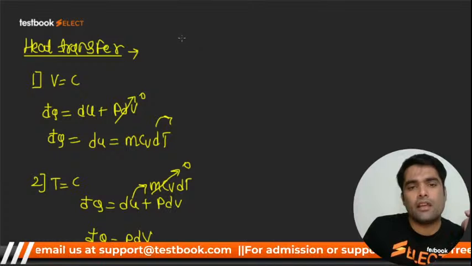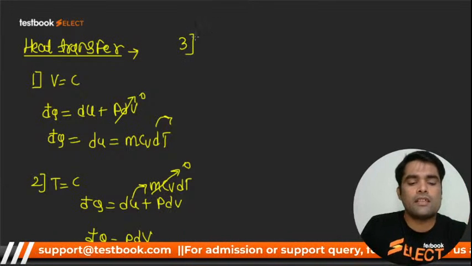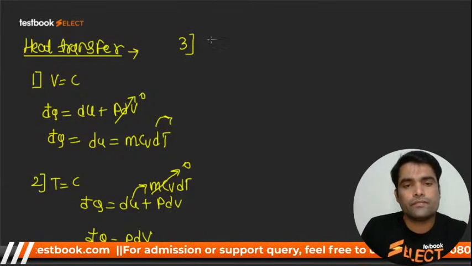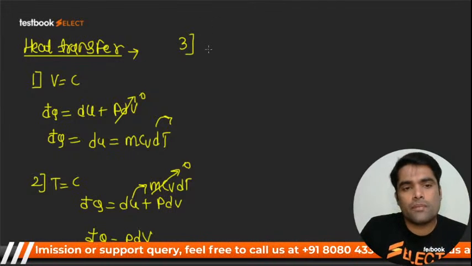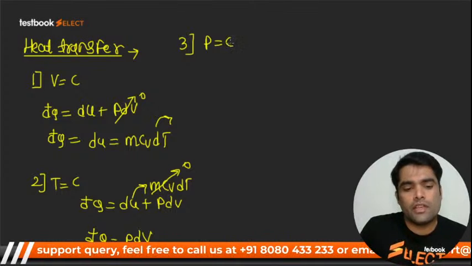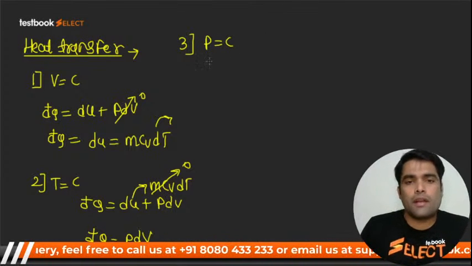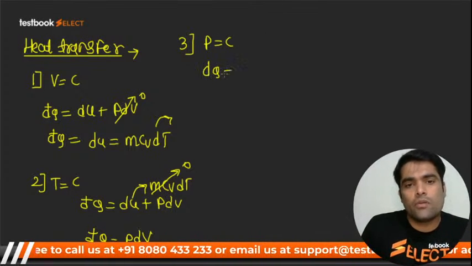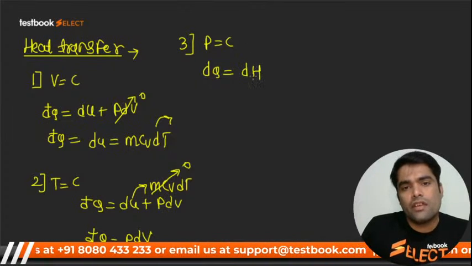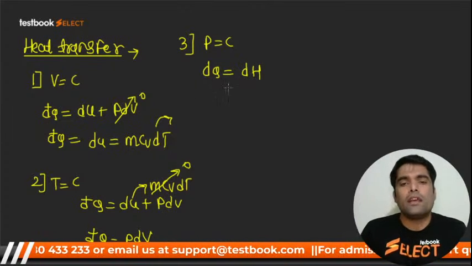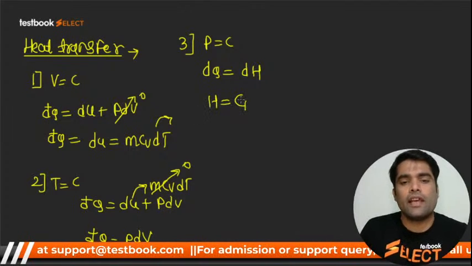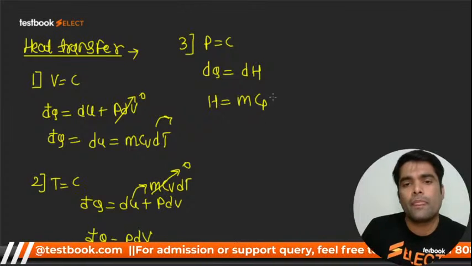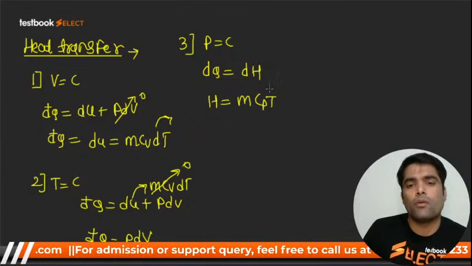Then if we go for the third one, constant pressure, that is P is equal to C, what should it be? I got dQ equal to dH, enthalpy. From here, H is equal to mCpT. Remember, for ideal gas.